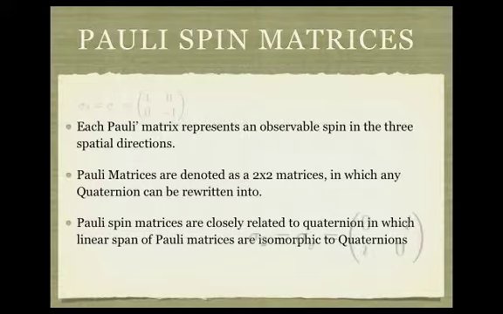So now let's talk about another way to rotate, which is called Pauling spin matrix, which is a zebra spin in 3-dimensional spherical direction. Pauling matrix is denoted by a 2x2 matrix in which any continuum can be rewritten. Pauling spin matrix is isomorphic to a continuum, so that's what makes it easier to rewrite in a Pauling spin matrix and do the rotation, because we visually see the 2x2 matrix and it's easier to rotate.